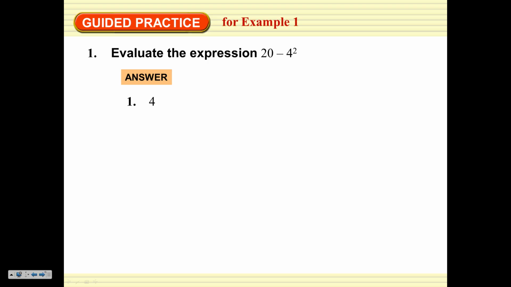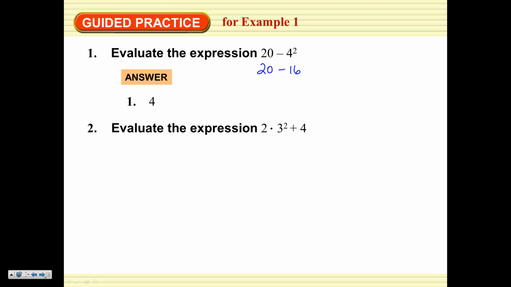Alright, 20 minus 4 squared. Since we have an exponent in our 4 squared, we would evaluate it first, and it becomes 20 minus 16, because 4 squared is 16. There's nothing else. There's no multiplication or division. There's just subtraction, so we obviously end up with the answer 4.